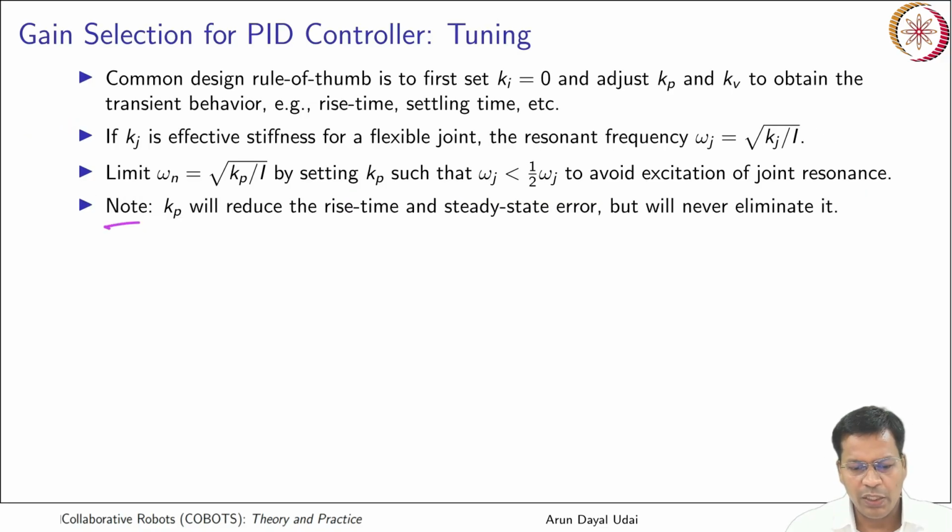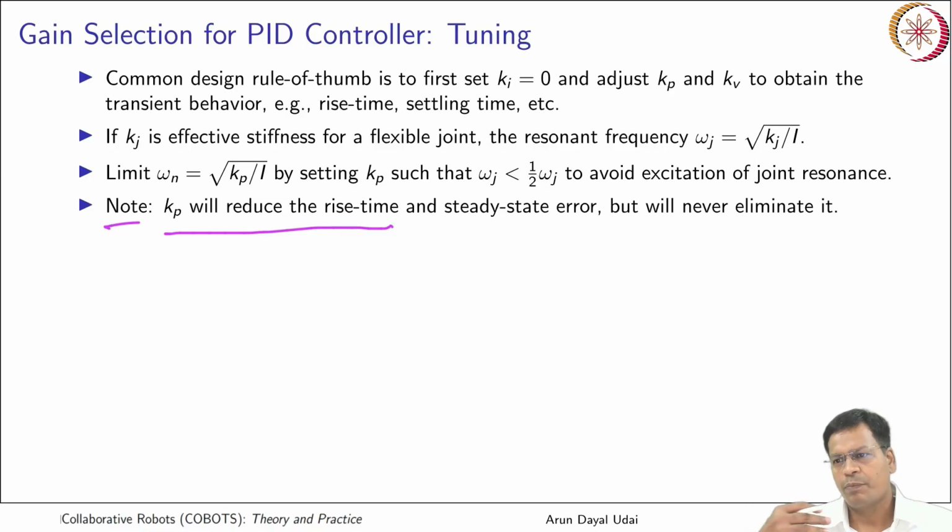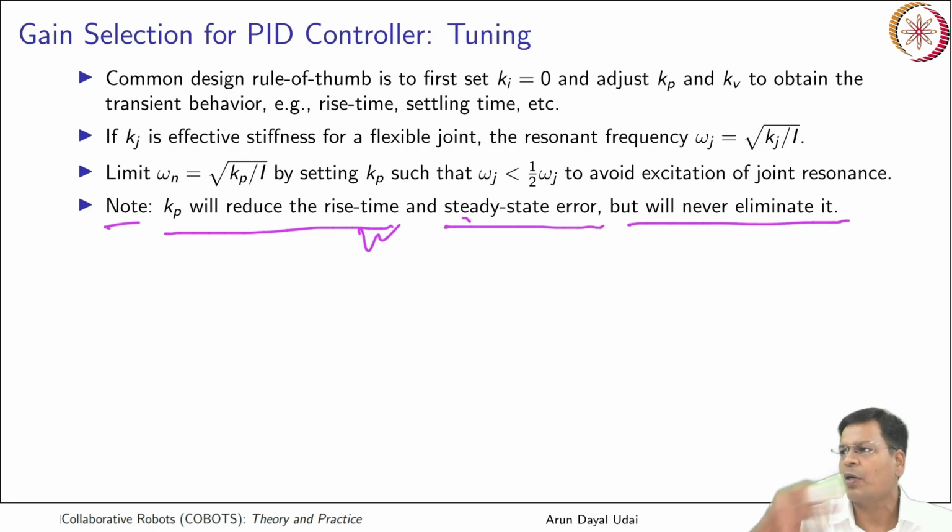And note, Kp will reduce the rise time. The higher the value of Kp, the better it reaches your desired position in the fastest amount of time, and that improves your rise time and steady state error also, but it will never eliminate it. It will keep on oscillating like that. With natural damping you can see a little bit of damping behavior also, but Kp can never take you all the way there.